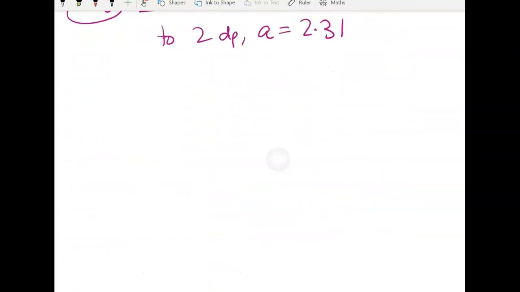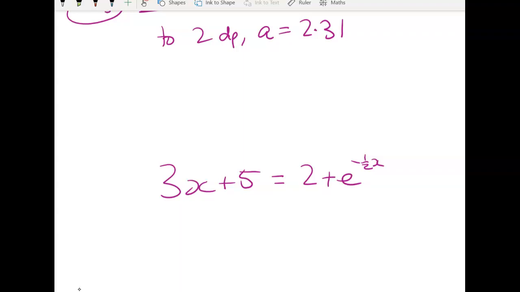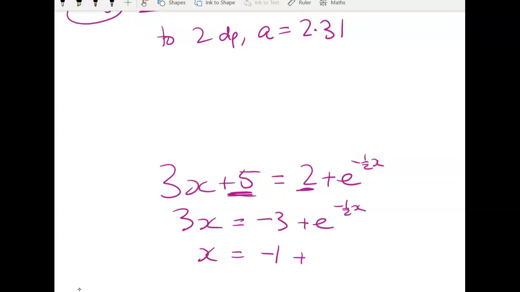So if, for example, I had instead 3x plus 5 is equal to, I don't know, 2 plus e to the negative a half x, then what I would need to do is to make x the subject. I've got a couple of choices on how to do that, but with this one, I would probably go 3x equals, well, this would be a really silly one, right? Because I've got this and this. I'd have 3x equals -3 plus e to the negative a half x. And then I'd get x is equal to -1 plus 1/3 e to the negative a half x.